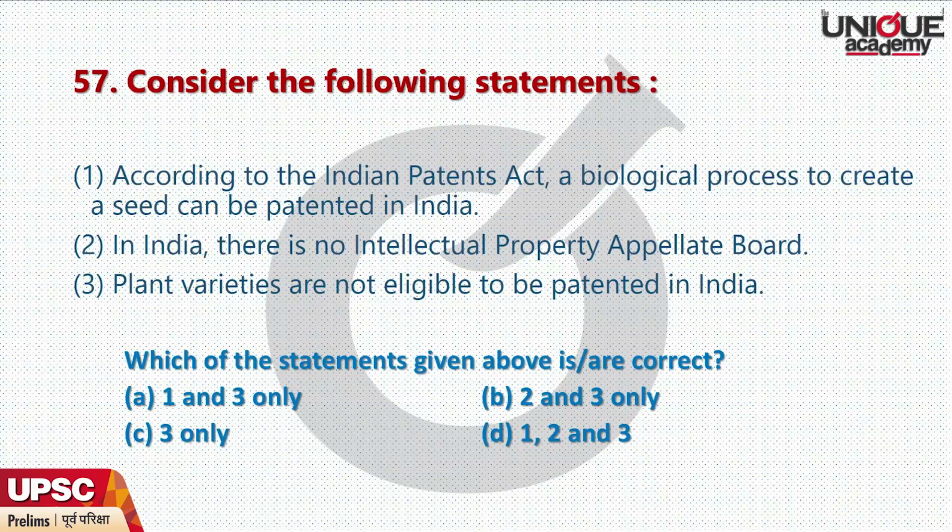So statement 3 would be correct. Plant varieties are not eligible to be patented in India. Statement 1 is incorrect. Biological process to create a seed cannot be patented in India. And if you come to statement 2 again, in India there is no intellectual property appellate board. Basically, we have appellate boards for most of the regulatory bodies and most of the regulatory agencies. So even this particular agency has an appellate board, okay, which was established in 1958. So the answer for this would be option number C, 3 only.